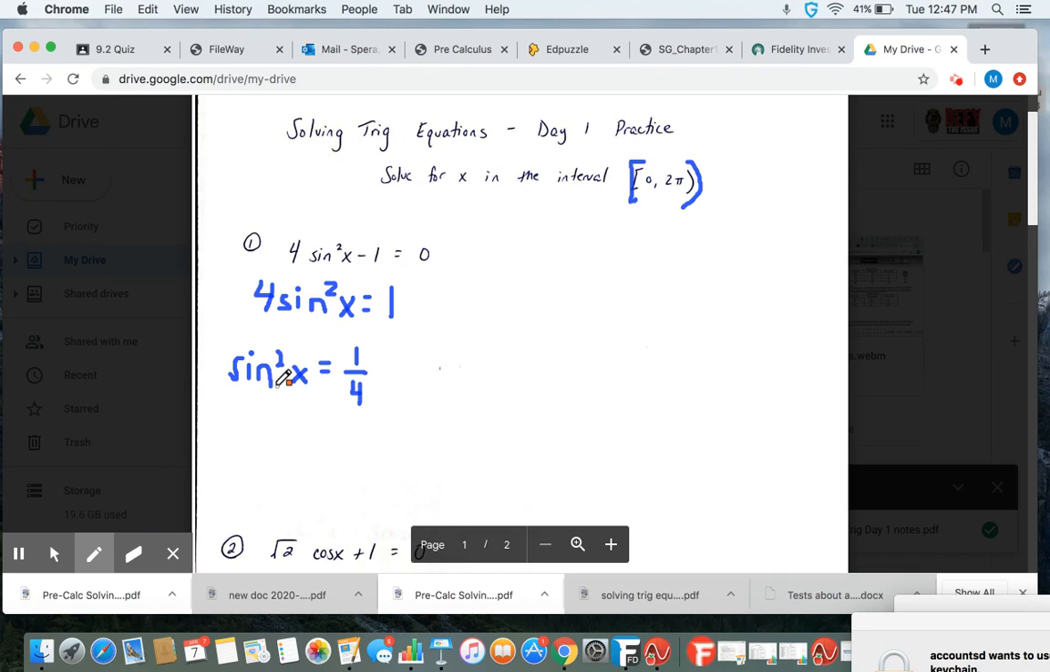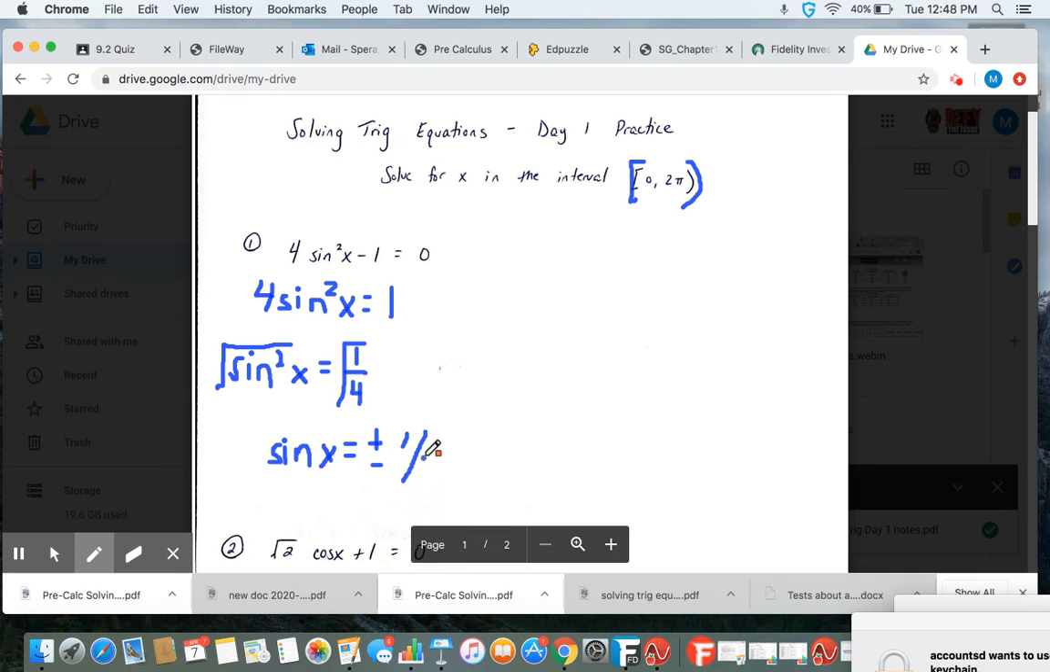Except at this point, it says sine squared x, and we know we need to solve for x. So just like you would do in an algebra equation, we are now going to take the square root of both sides. Now we have sine x equals the square root of 1/4, which is a half. But we know that anytime we take the square root of both sides, our answers will not only be positive, but we'll also have a negative answer as well. So plus or minus 1/2.